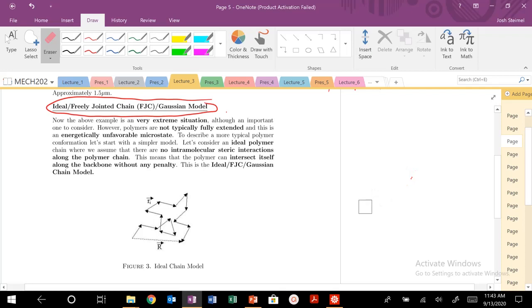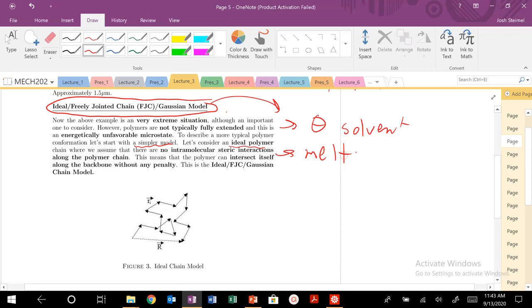So we are going to start with a very, very unreasonable but very, very simple model. So we're going to deal with an ideal polymer chain. When we say ideal, this can mean basically what's going to be called a theta solvent. So this is the condition where this model will apply. It could also be in the melt.